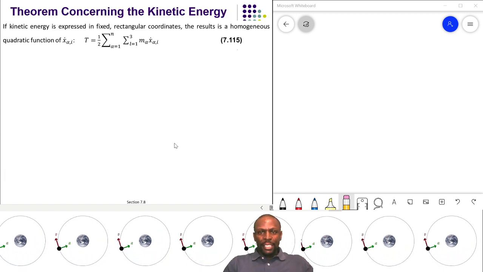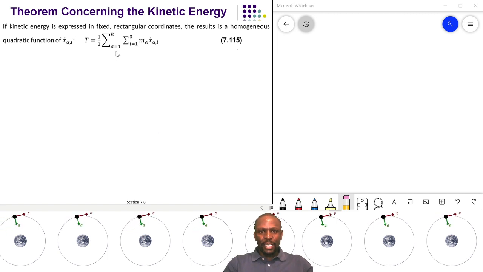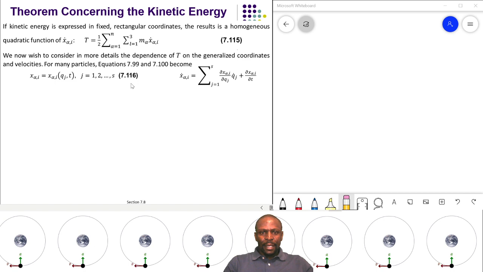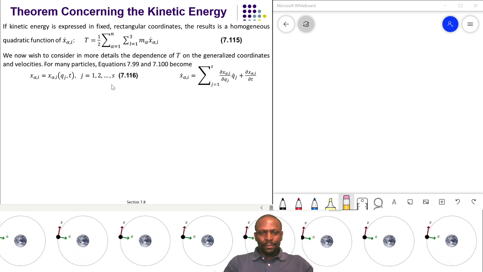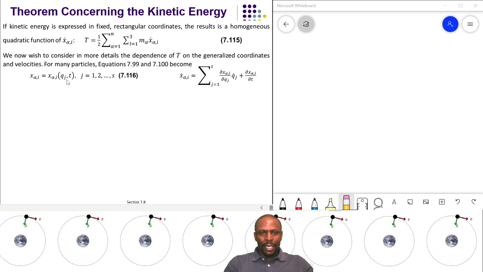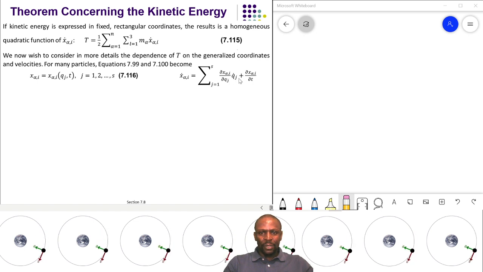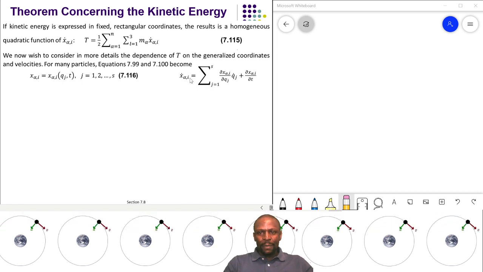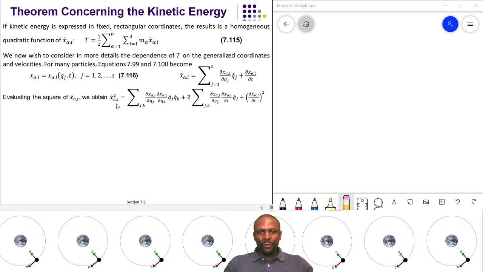Now the theorem concerning the kinetic energy. We know that the kinetic energy is just given by that. And then for the x coordinates given by this, this is what you are going to have in terms of the sum. But now we want to square this.